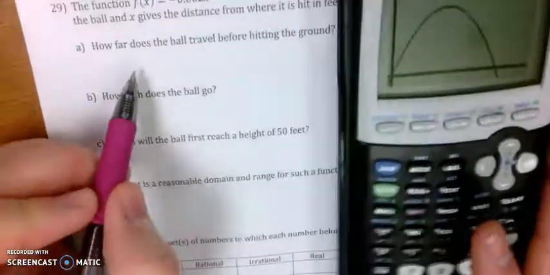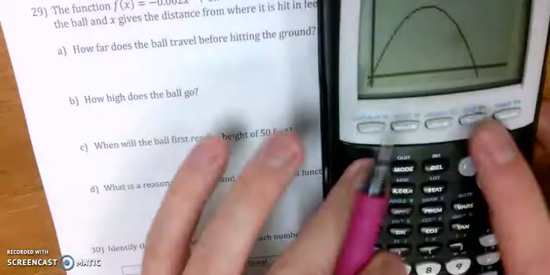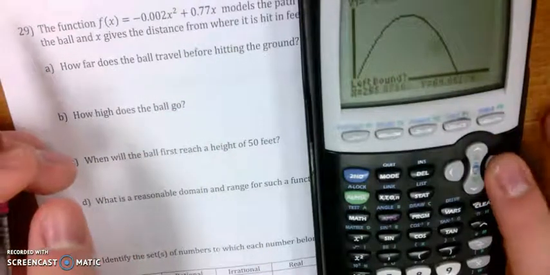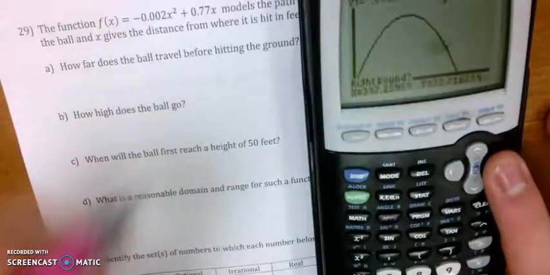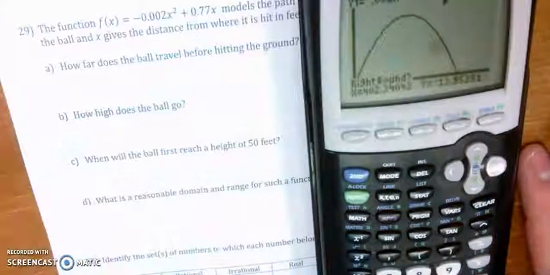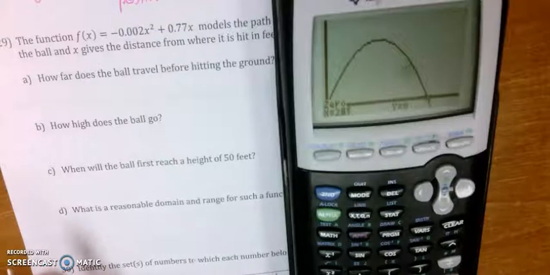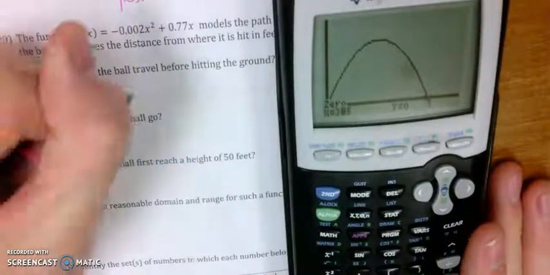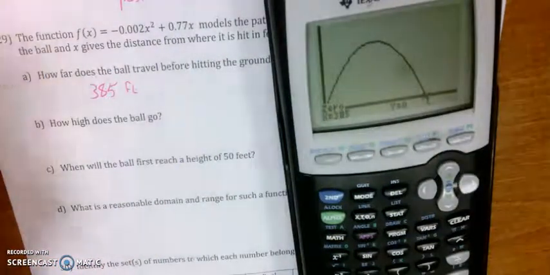So first, how far does a ball travel before hitting the ground? So I'm looking for this point right here. And in my calculations, that's going to be option 2. I need to establish a left bound and a right bound. So right there is fine for a left bound. I'll move it past the axis, so my y values have gone negative now. So somewhere in between there is 385, and that's when our y value is 0. So 385 feet is how far it travels until it hits the ground.